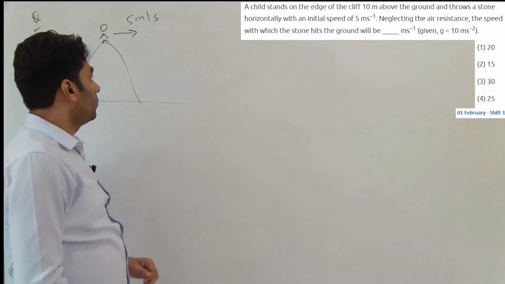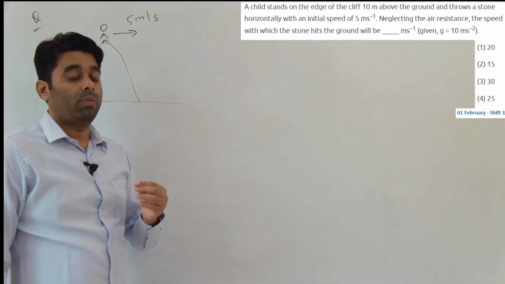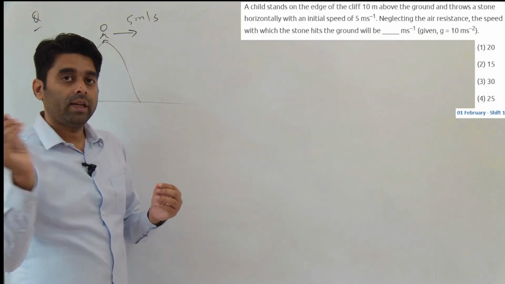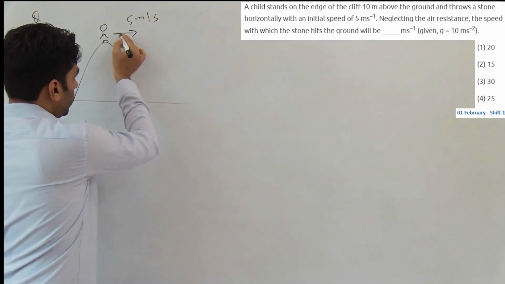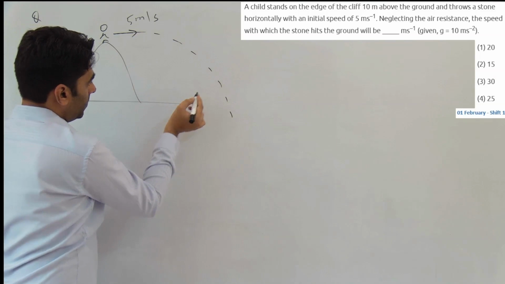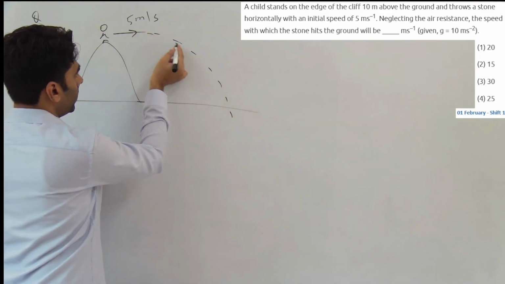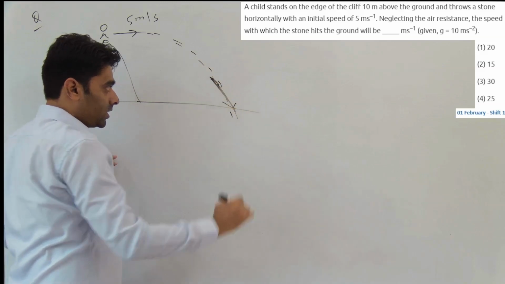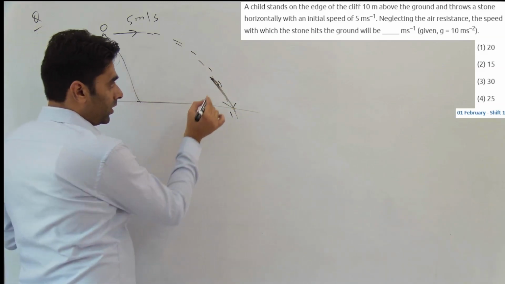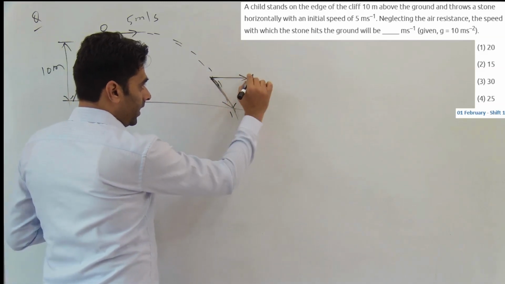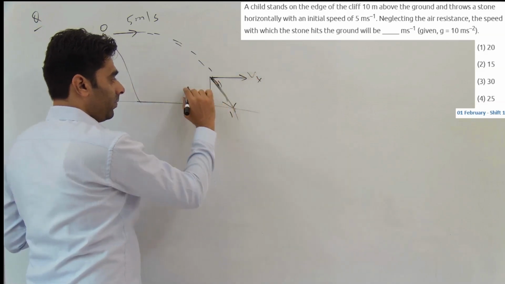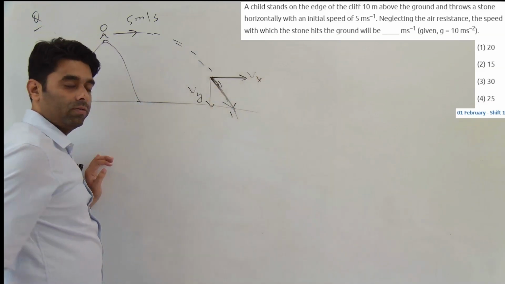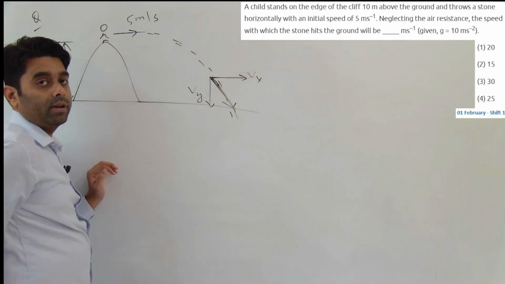Fine, beta. So if you notice carefully, this is a question of oblique projectile or projectile from a height. Basically it will be coming like this. This will be the path that the particle will be following. When it strikes, it will have two components. What are the two components I'm drawing over here? It will have horizontal component and it will have vertical component. Horizontal component of velocity Vx, vertical component Vy.